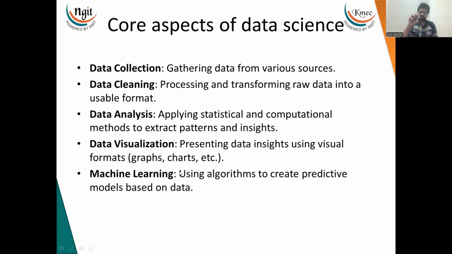And finally, the last important aspect is machine learning. What is the role of machine learning in data science? Machine learning is going to provide you the algorithms. There are various machine learning algorithms that you are going to understand down the line. By using these algorithms, we will be able to create predictive models based on the data.